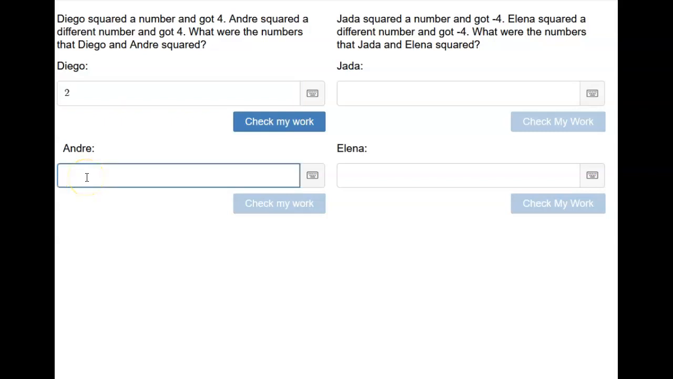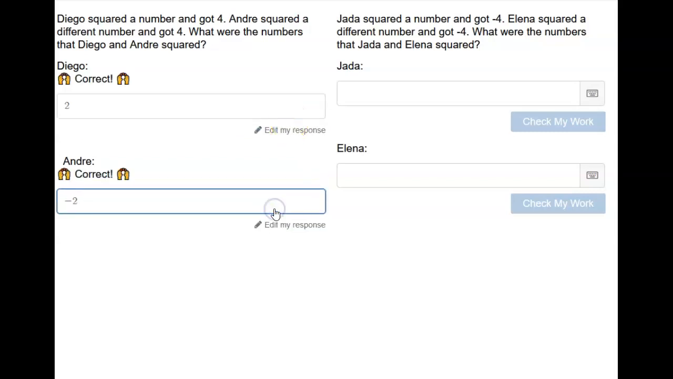Well, what number could Andre have squared then to also get positive 4? And Andre could have squared negative 2. And so if we check our work here, you can see that those are 2 correct answers.